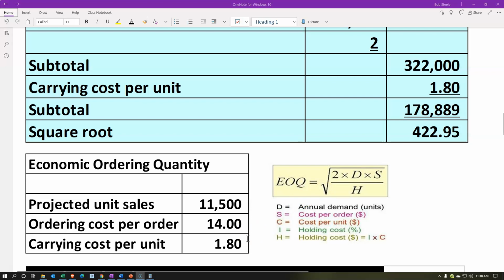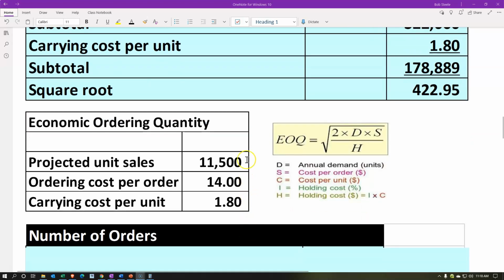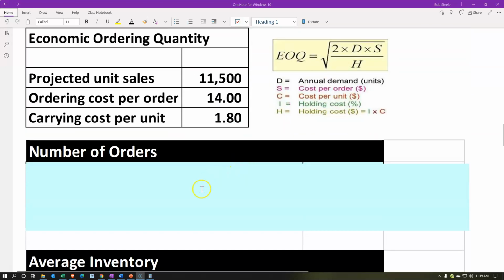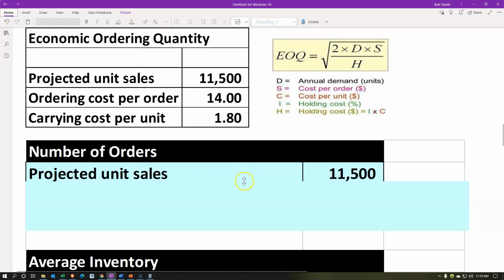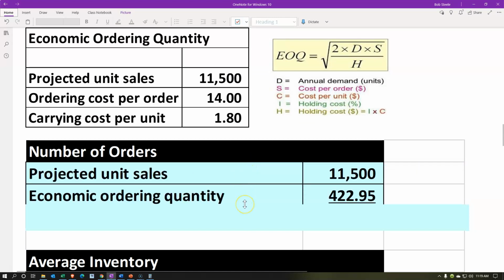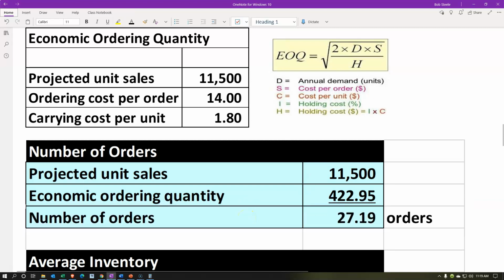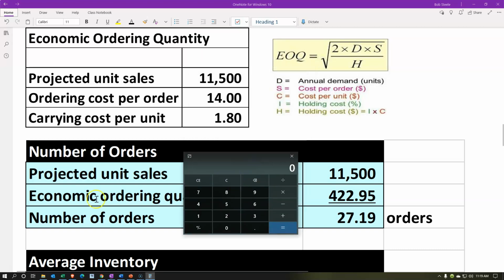So then you can ask, well, how many orders are we going to need throughout the year? Well, we got to get up to 11,500 in terms of the projected unit sales. So if I have the 11,500 and I order about 423 units every time, then we're going to order about 27 times, right? Because if I need 11,500 units and I divide by the 422.95 each time, then I need to order about 27 times.